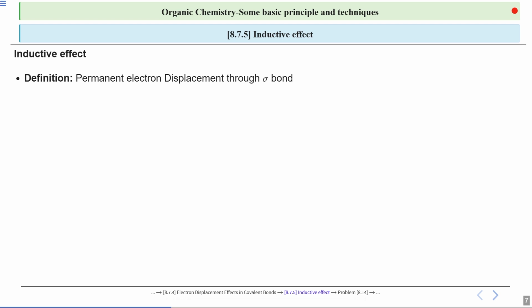Now, what is inductive effect? It is a permanent electron displacement through a sigma bond. Okay, permanent electron displacement through a sigma bond. We have talked about what sigma bonds and pi bonds are. Now, why does it occur? It occurs due to the bond polarity between two atoms.